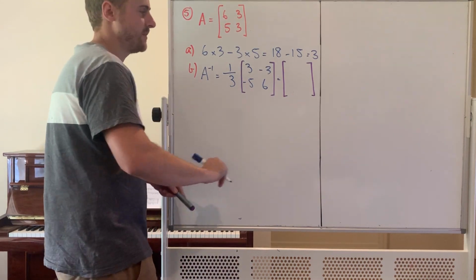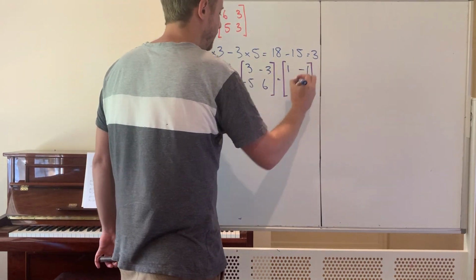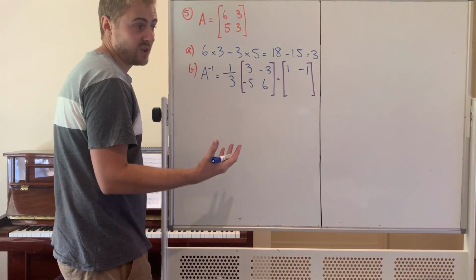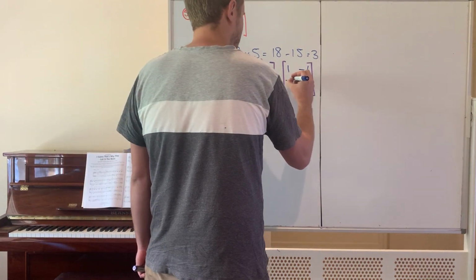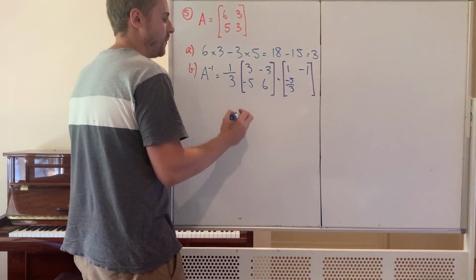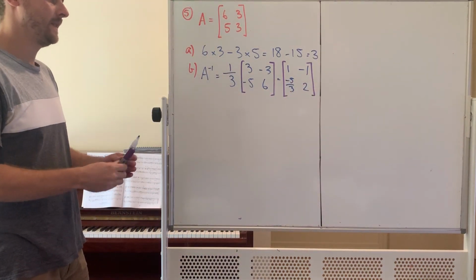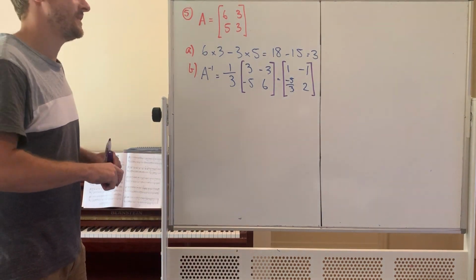So 1/3 times 3 is 1. 1/3 times -3 is -1. 1/3 times -5. You can leave that as a fraction or as a decimal. I'll just write it as a fraction. And 1/3 times 6, which is 2. That's the answer to B. Question C.